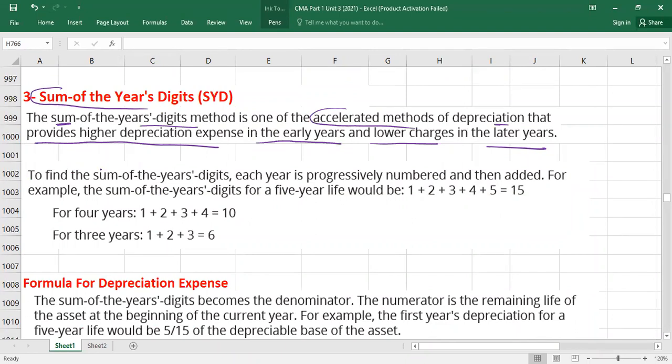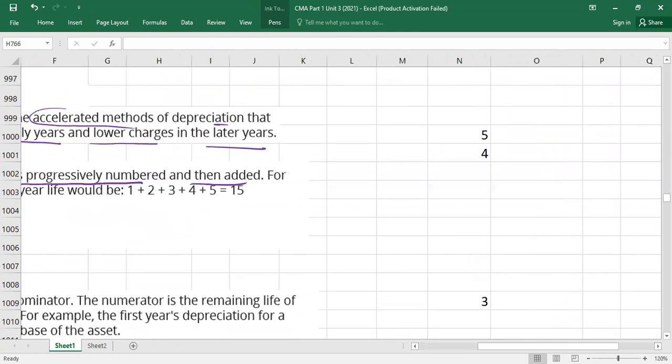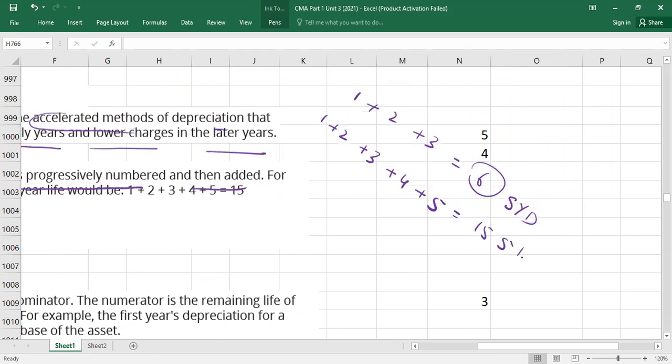Second statement here, why it's called sum of the years digit. Here what we are going to do, first of all, each year is progressively numbered, and then added. For example, if your asset life is, let's assume, 3 years, you will write year 1 plus 2 plus 3. Total will become 6. This is called sum of years digit, 6. If life is 5 years, 1 plus 2 plus 3 plus 4 plus 5, progressively we are writing. And the total will be how much? 15. Sum of years digit will be 15.